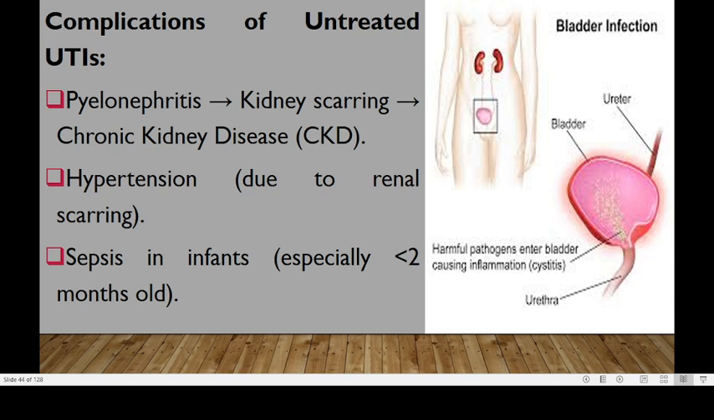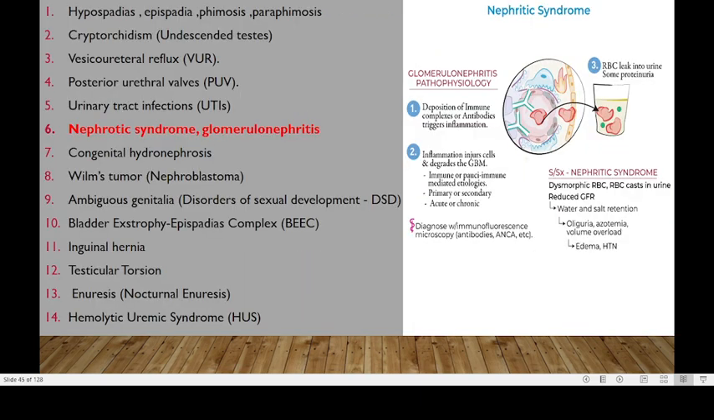Complications of untreated UTI could lead to pyelonephritis, which could cause kidney scarring, and this could predispose the patient to chronic kidney disease. Hypertension could be due to renal scarring, and sepsis in infants, especially those who are less than 2 months old. Ladies and gentlemen, that's all about urinary tract infection in pediatric population.